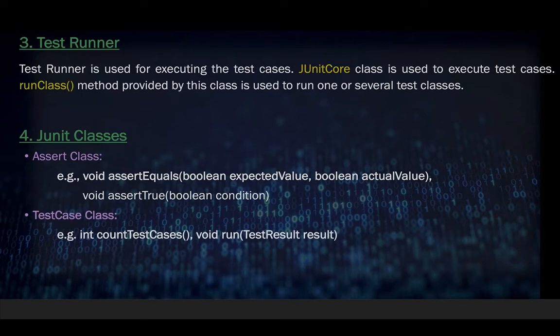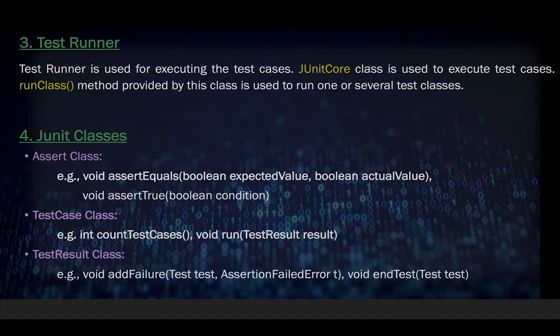Next is the TestCase class. It defines the fixtures to run multiple test cases. Here is one example of its methods, countTestCases, which counts the number of test cases that have been executed by the run method. Now there is the TestResult class that collects the result of executed test cases. There is a method, void endTest, that is used as an example here, that informs the result class that a test has been completed.